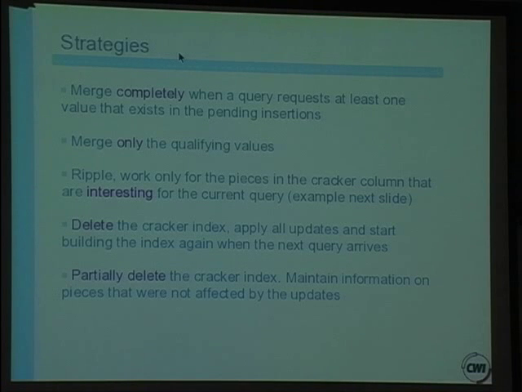Now, we have a bunch of different strategies. One idea is that when a query needs some of the pending updates, we just go and merge everything. Another idea is that we just merge the tuples with values that qualify for the current query. Then there is the ripple, which is trying to do exactly what is needed for the current query and nothing more. And you will see a similar example in the next slide. Another idea is that since all these are auxiliary data structures, we can just throw away the cracker index, update the cracker column, and then start the whole procedure from scratch, or just partially delete the index.